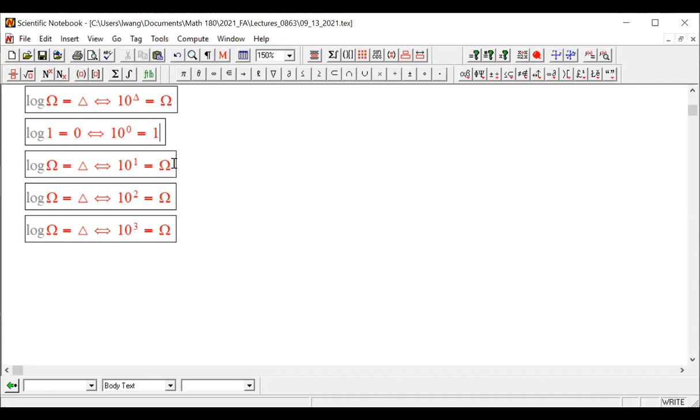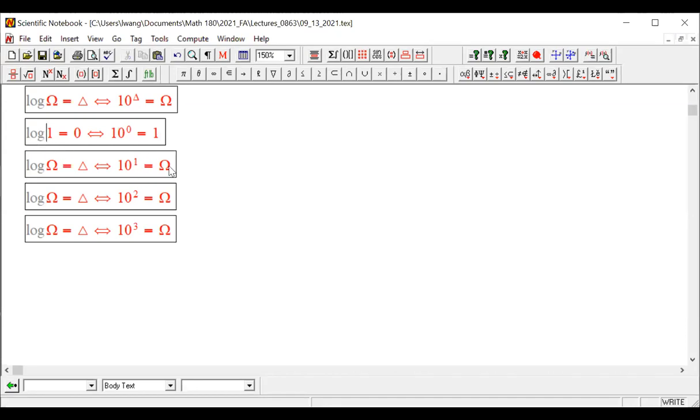Okay. Do you guys follow me? Yeah. 10 to the power 0 is equal to 1. In other words, log 1 is 0. Listen to what I say, okay? I did not mention the base because base 10 is the common log, so it's a simplified version. Any other base, we must indicate the base. When you write log, by default, the base is 10.